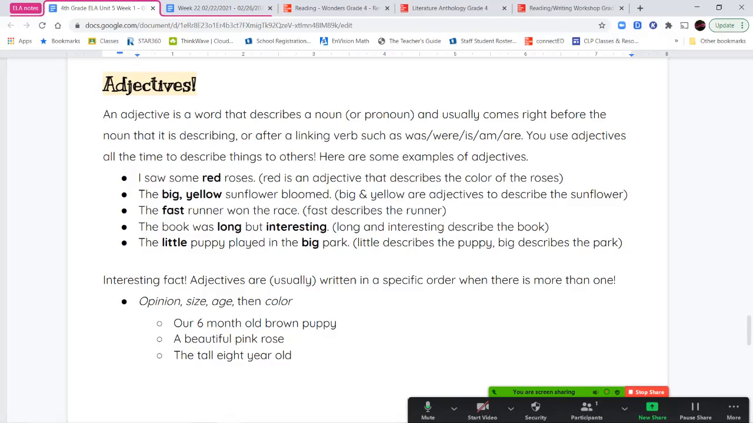So our 6-month-old brown puppy. So 6-month-old is age, brown is the color, and it's describing the puppy. If I talk about a beautiful pink rose, so beautiful is my opinion, pink is the color, and then I'm talking about the rose. If I say the tall 8-year-old, so tall is describing the size, and the 8-year-old is describing the age. So these are different things for you guys to know about adjectives.